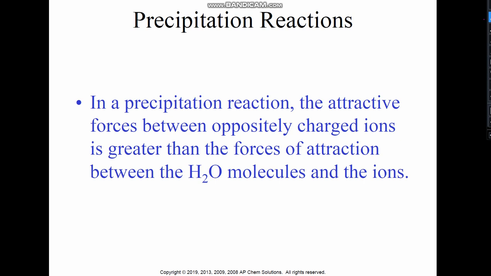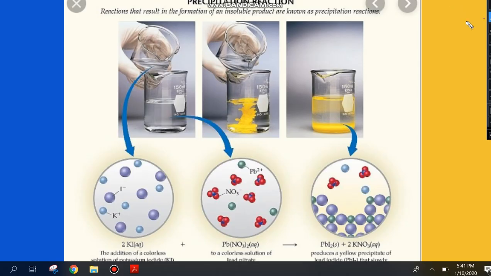This means the ionic forces are greater than the intermolecular forces between the ions and the water. So they're not going to be soluble in water, but you're going to have an ionic compound form. This diagram here may give you a little bit of an idea.